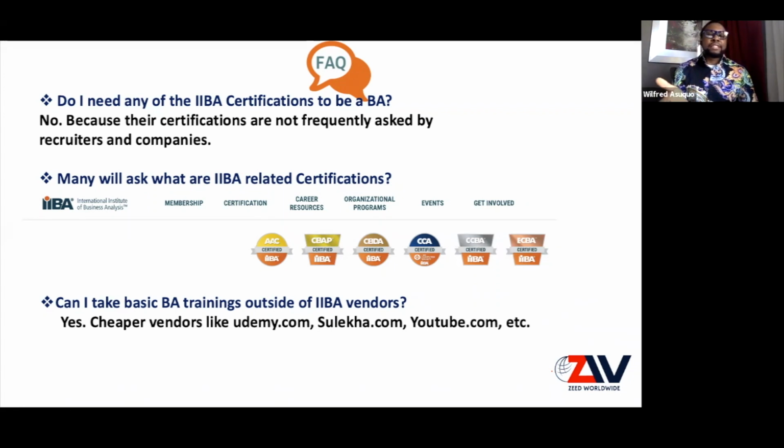Instead of spending so much on this, why don't you do data analysis that every company in the whole wide world will be looking for? When you search for a job, I'll show you, you won't see any of them. They're not being asked. Can I take a basic BA training outside of IIBA vendors? Absolutely. That's what I did. To take IIBA vendor-related trainings, you're looking at almost $2,000, $3,000. And with that, I probably would have done all my certifications and still have change. Cheaper vendors like Udemy, Coursera, YouTube itself, you're good to go. Those are the resources I use.